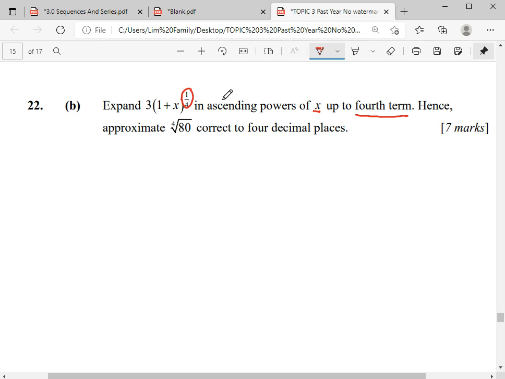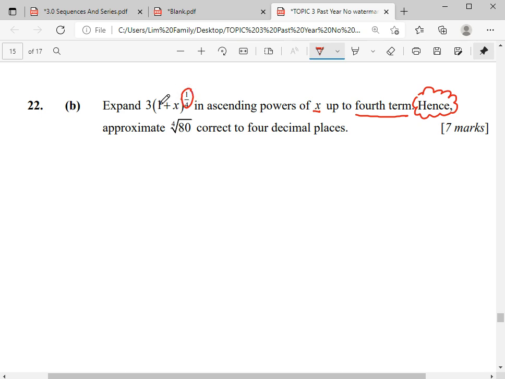We expand. Second task, hence. Hence means using what we already expanded to answer this: how to evaluate the fourth root of 80, and give the answer to 4 decimal places. So we go for the first task here.